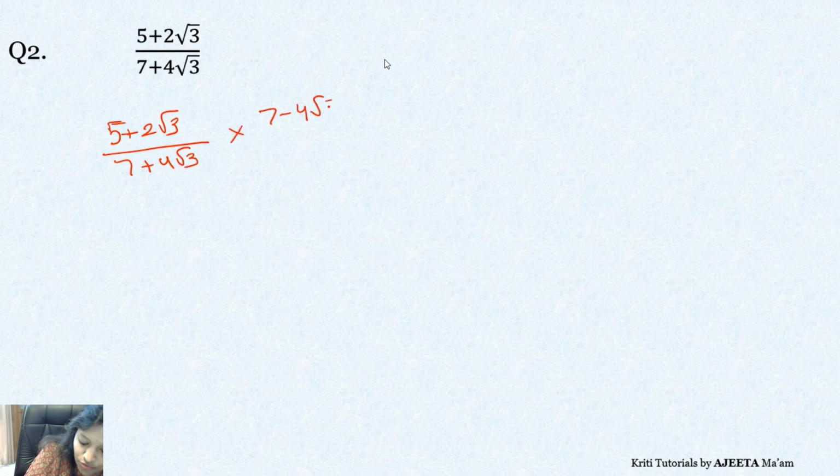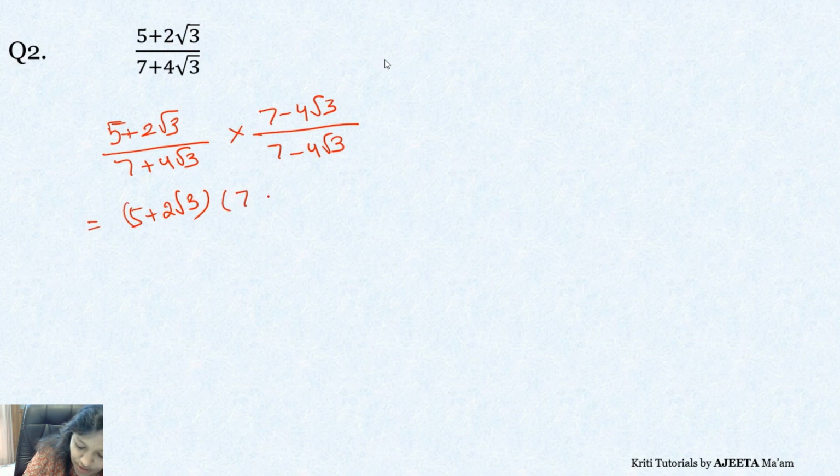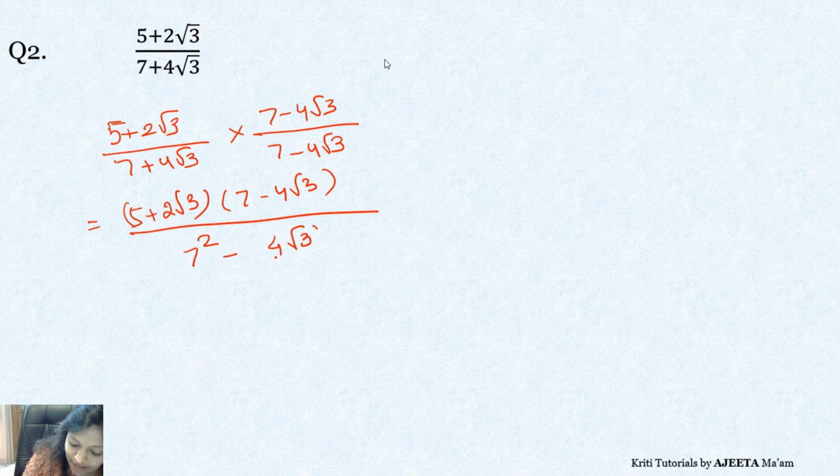So we will take 7 minus 4 root 3 here, because we need to make it rational. So opposite sign. Okay, I told you the reason, that we need the square of the individual terms. Now here we have different terms in the numerator. So if we have different terms in the numerator, we have to simply multiply, no use of identity. But in the denominator, you have again the same identity: a square minus b square is a plus b, a minus b. Now let's multiply it carefully.